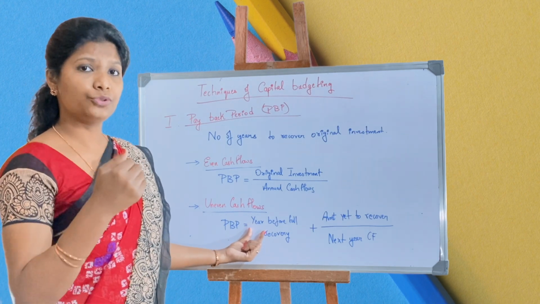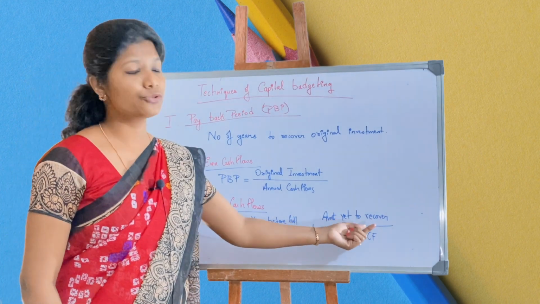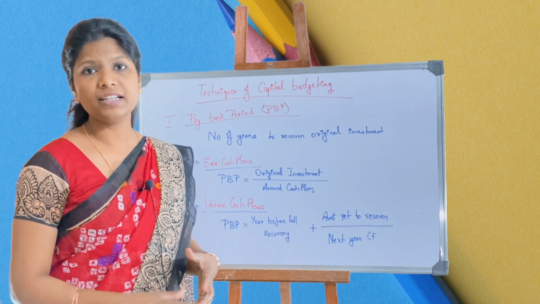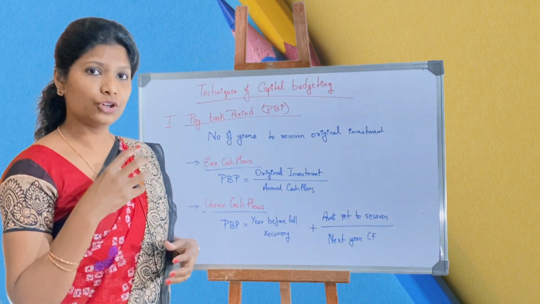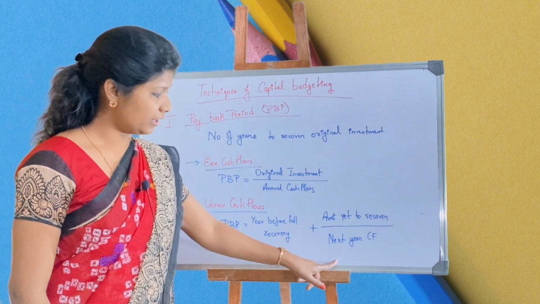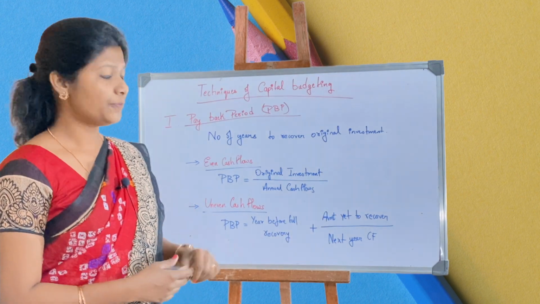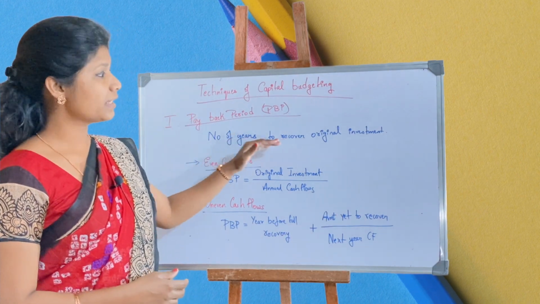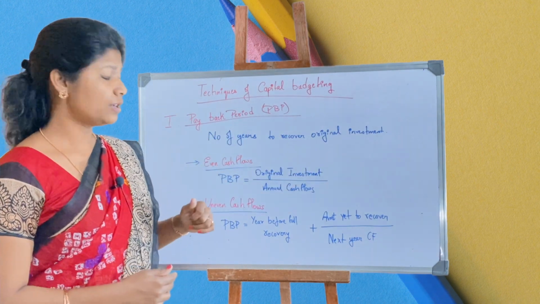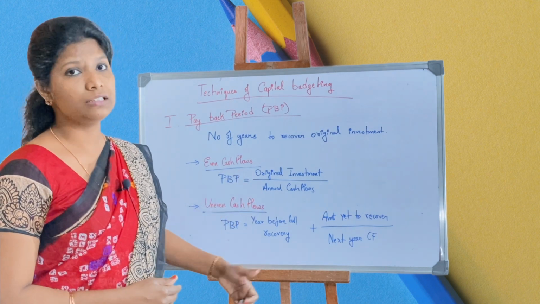So 1, 2, 3, 4, whichever year it is, that I am going to write. Amount yet to recover. That is the amount, rupees, I am going to write here. And the next year's cash flow. That again is going to be the amount in rupees. Is that clear? This is the concept of payback period. Here's the meaning: number of years to recover original investment. Two circumstances, even cash flows and uneven cash flows, and two formulas to be learned.